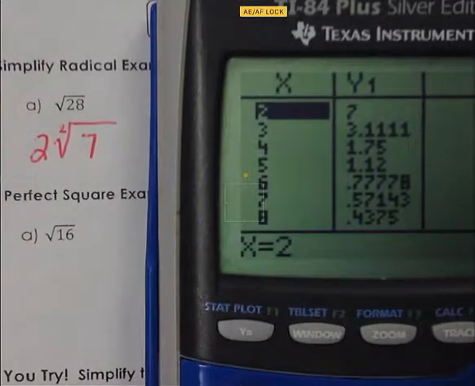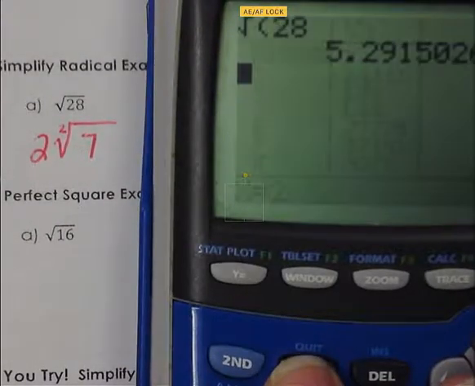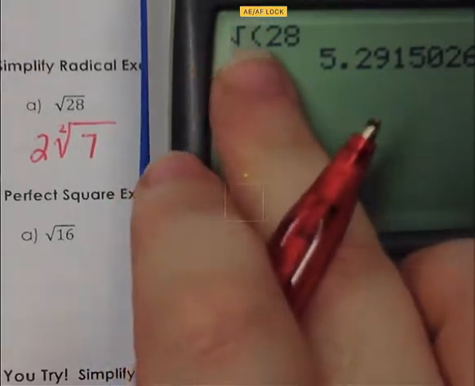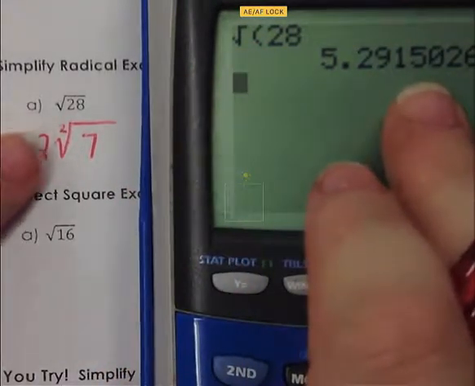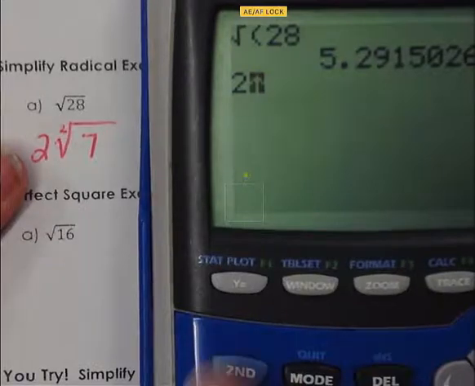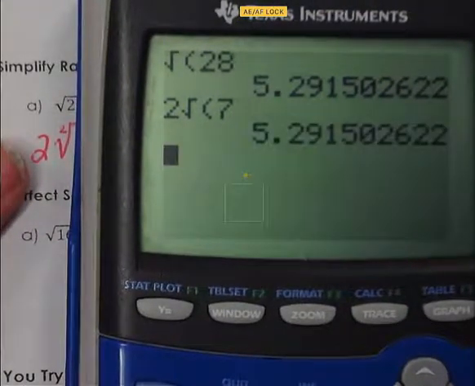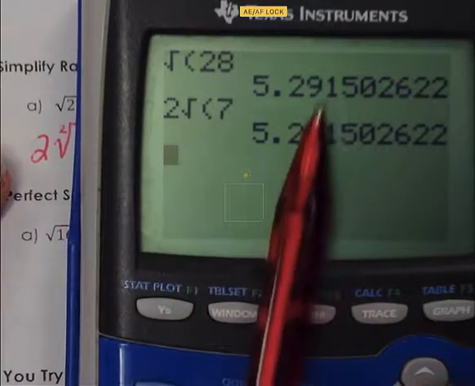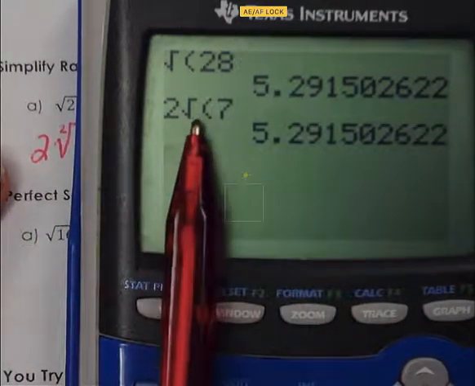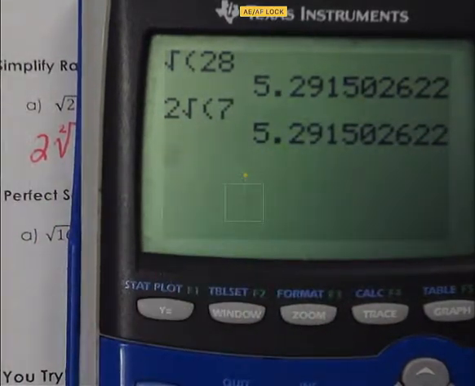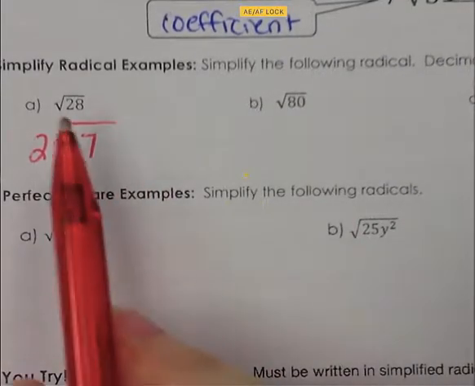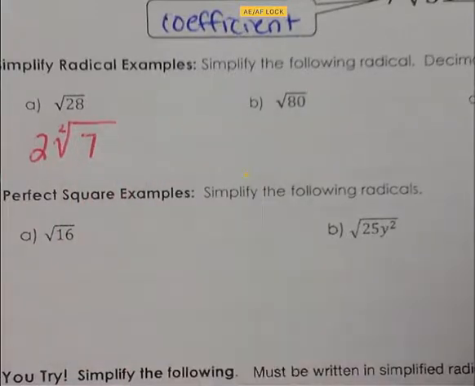So if we get out of here, second mode, quit, I have the square root of 28 gave me this decimal. I'm going to type in 2 square root of 7, and I should get the exact same decimal. And I do. Yes, these are the decimal values. This is a simplified version of it, and that way I can have it without decimals. So if you ever see a problem that says to simplify this, you can use your calculator.